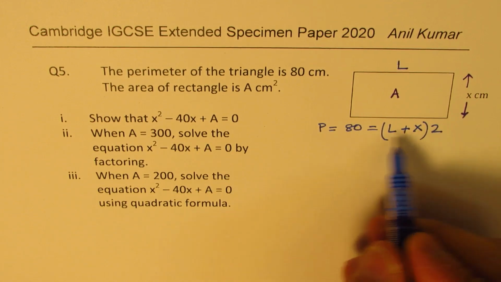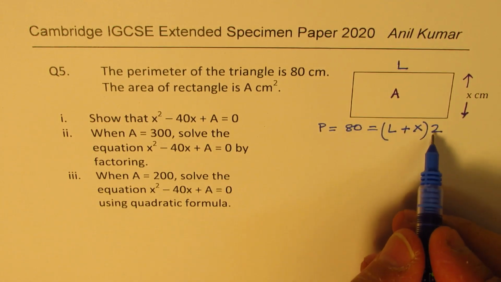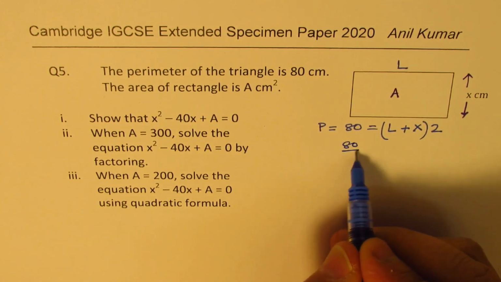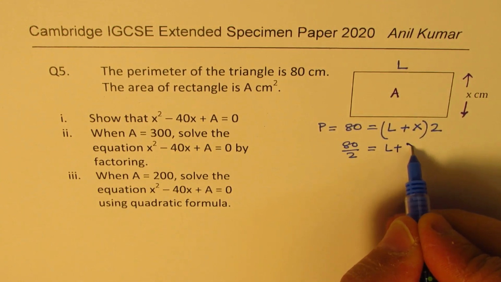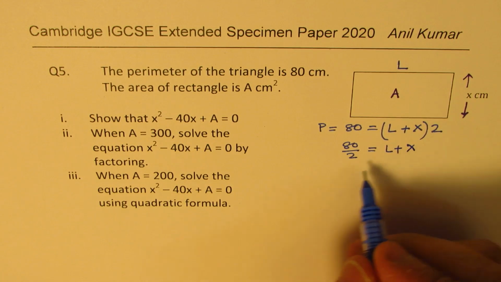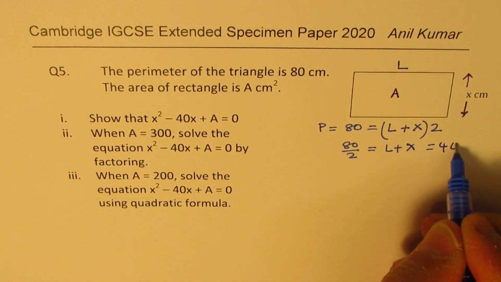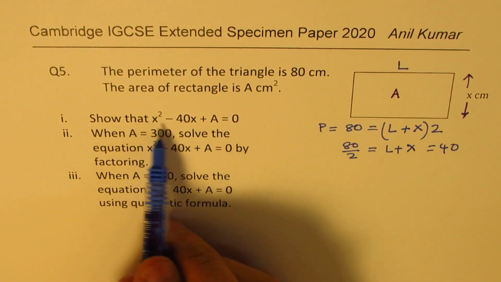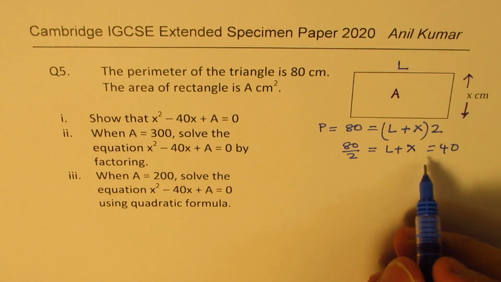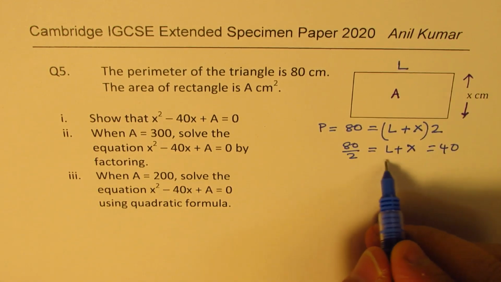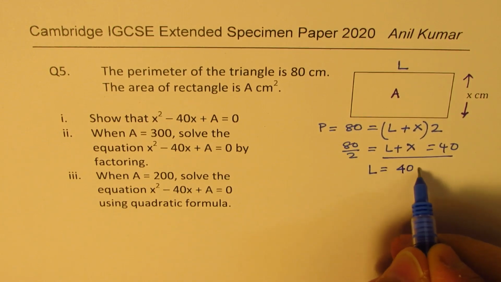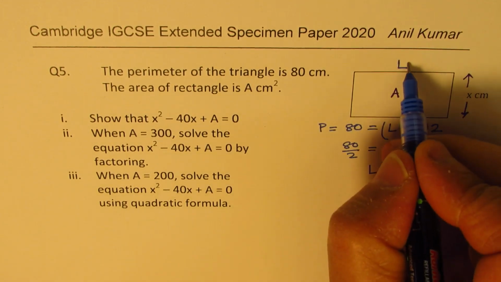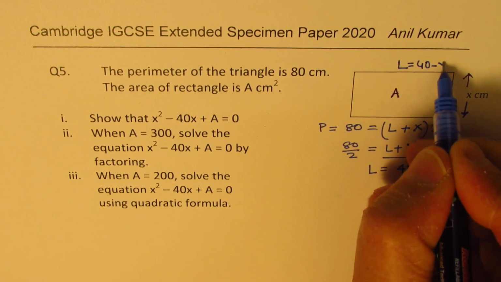So we can actually simplify this. Dividing 80 by 2, we get 40, correct? That should be the sum of length and the side. So this should be equal to 40. So from here, because we don't have any L here, we can write L in terms of X. So from here, we can say that length equals 40 minus X. So this length is actually equal to 40 minus X.